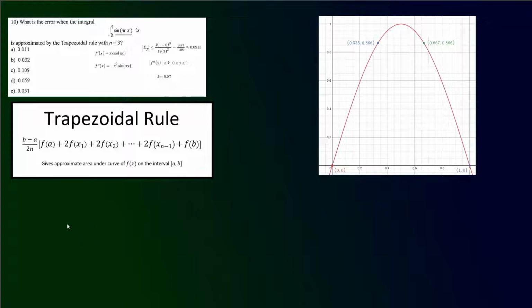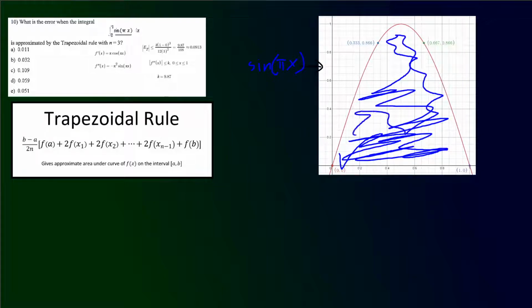If we look at the function here, we can see that it looks kind of like a parabola. So this is our function, sine of pi x. And what we can do is get the area under the curve. So we're talking about the space in here between the curve and the x-axis, right? So the area under the curve is the area between the curve and the x-axis. So we're going to try and get this area.